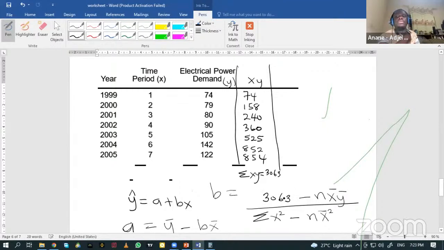3063. Now in the formula we have n, and we said n is the number of periods we are dealing with. So if you go to the period, we have period 1, period 2, period 3, period 4, period 5, period 6, period 7. So n over here is equal to 7. So I'll replace n by 7.